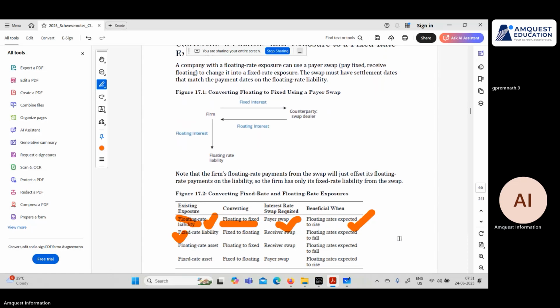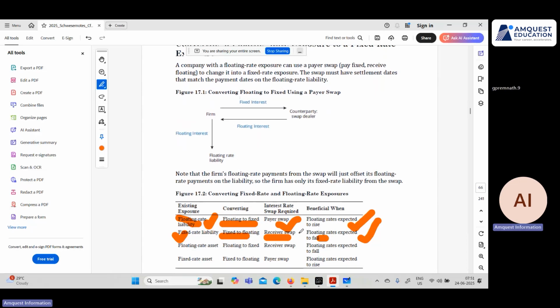So if I have a fixed rate liability, but I think that interest rates are going to fall, in that case I'll convert my liability from fixed to floating, and I'll become a receiver swap, which means I will now receive fixed. I would say always remember in terms of what I'm going to pay. That's easy to remember. So when you become a receiver swap, you might just think about what you are going to receive here.